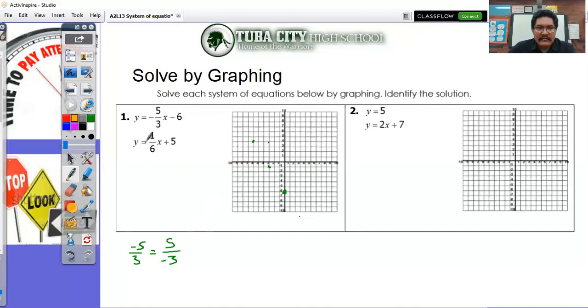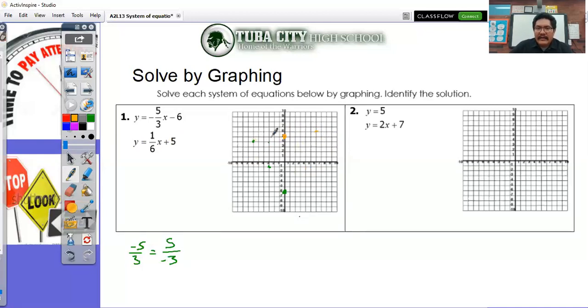And now I'm going to go ahead and graph this line here. So I'm going to graph my second line that we have in our system. Go up 5, so that's where the line begins, right? B is for begins. And I got to go up 1 over 6, up 1 over 6. And I end up with a line like that.